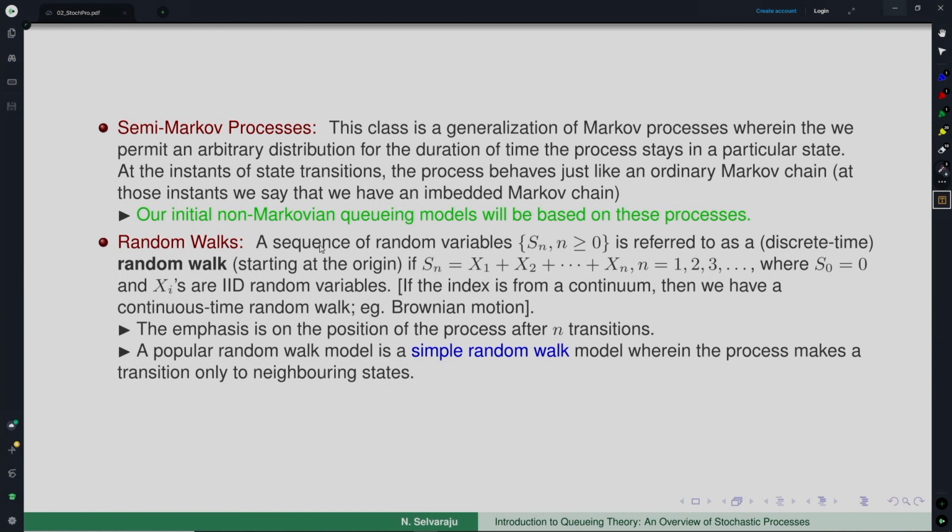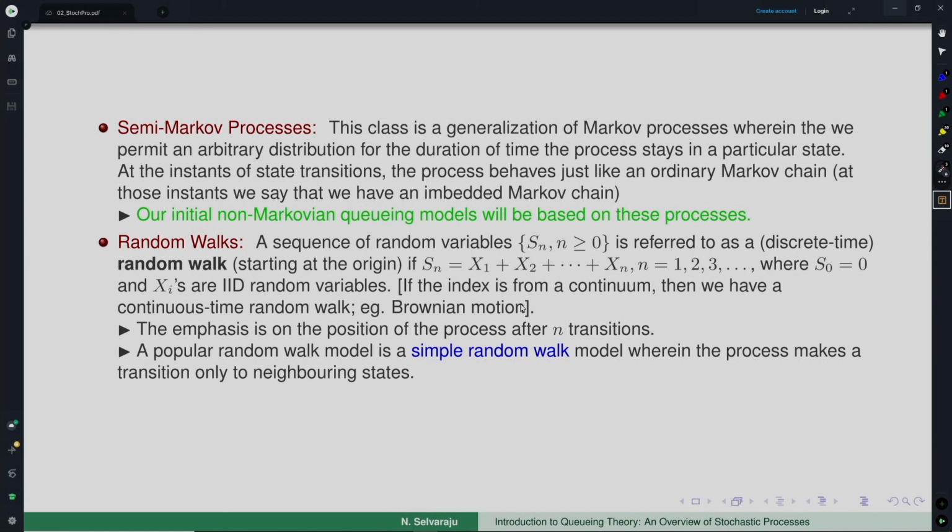Random walk is another important stochastic process. If it is discrete time, then Sn is defined as X1 plus up to Xn, where S0 is 0 and the Xi's are IID. If the index is continuous, then you have a continuous time random walk, for example, Brownian motion. Here the emphasis is on the position of the process after n transitions. That is what a random walk would mean.